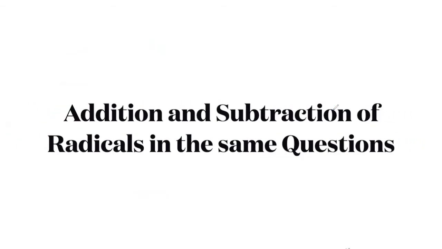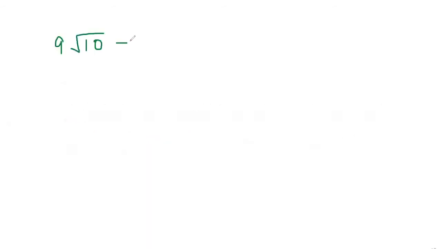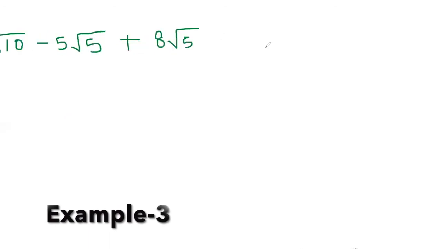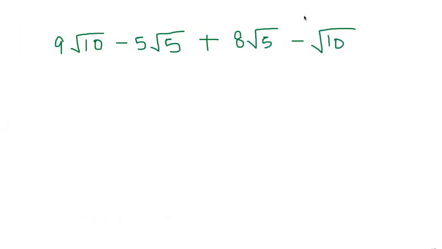Suppose you have addition and subtraction in the same question. So you have 9 root 10 minus 5 root 5 plus 8 root 5 minus root 10. When you're solving this kind of question, the first thing you observe is whether all the radicals are in simplified form or not. You can see all the radicals are in simplified form.